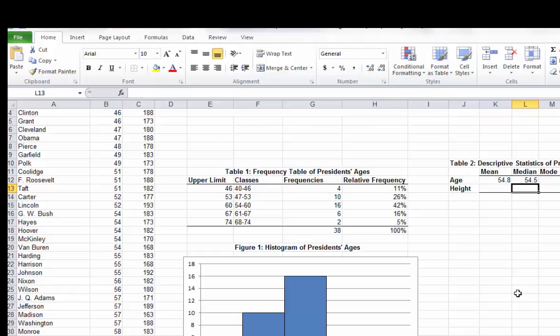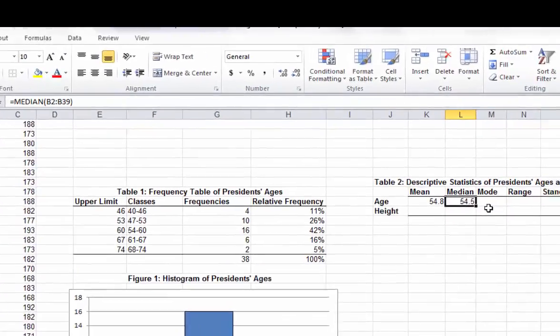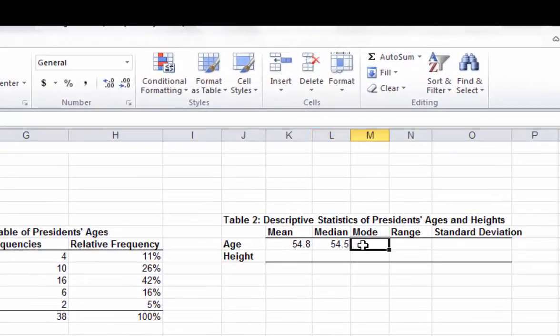We have 38 presidents. And so if you look at your book, it explains how it finds the median. If it's an odd number, you just find the absolute middle value, and that's the median. If it's an even number, you find the two middle values and get the average of them. So as it turns out, the two middle values are Van Buren and Harding. So Van Buren was 54, Harding was 55, and so if you average 54 and 55, you get 54.5. So that's the median.